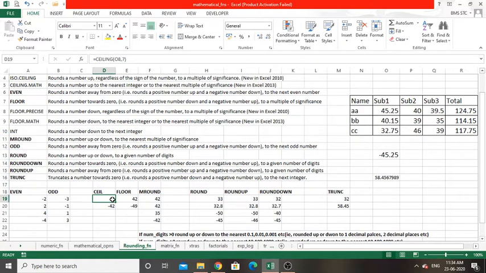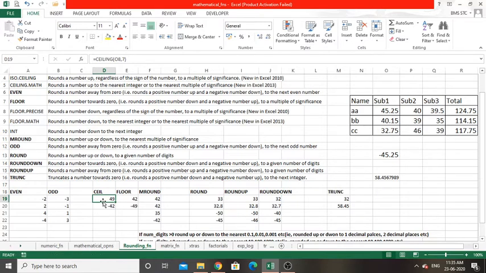Next, let's learn the 3 functions which have some common behavior: ceil, floor and mround, where these 3 functions will do a multiple rounding up or rounding down. But the difference is, first let's look at ceil and floor. What is the difference? The difference is ceil will always round up. Remember, ceil will always round up from 0, and floor will always round down towards 0.